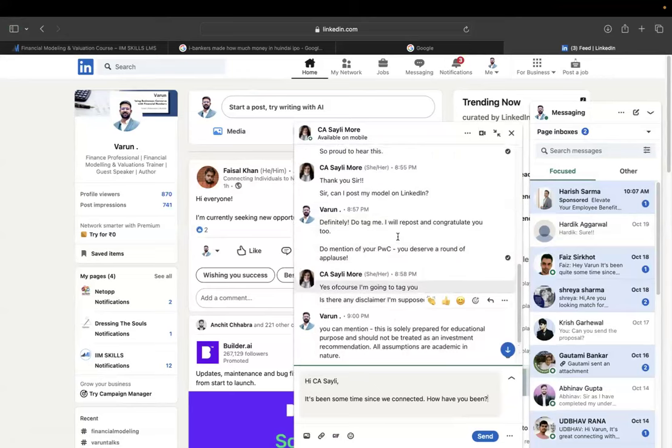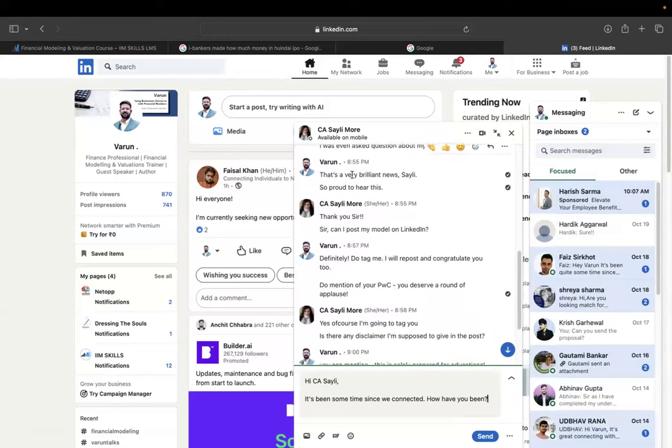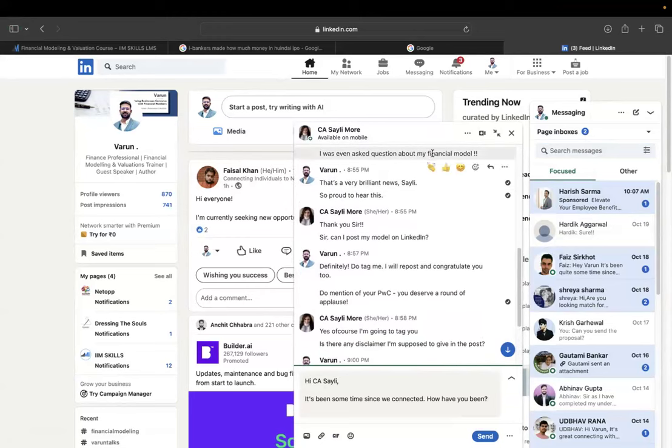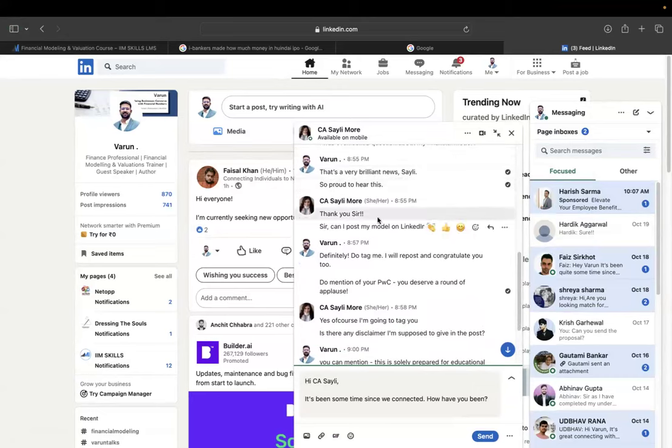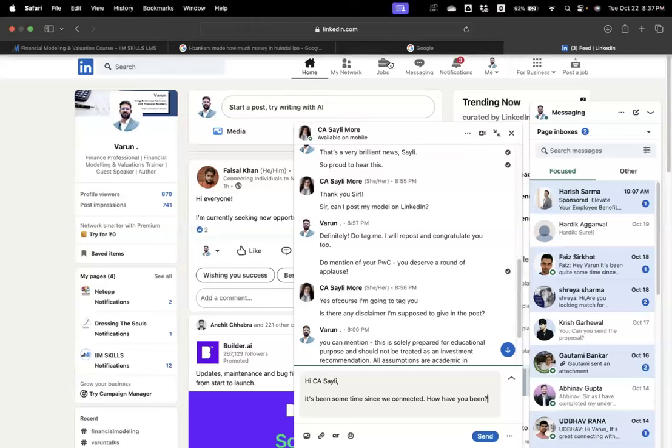So this girl says she got placed in PwC. She was even asked questions about her financial model. So she prepared a financial model, and that's brilliant news. She asked if she could post her model on LinkedIn. So this is the love and affection people give, and that's because we actually help them.